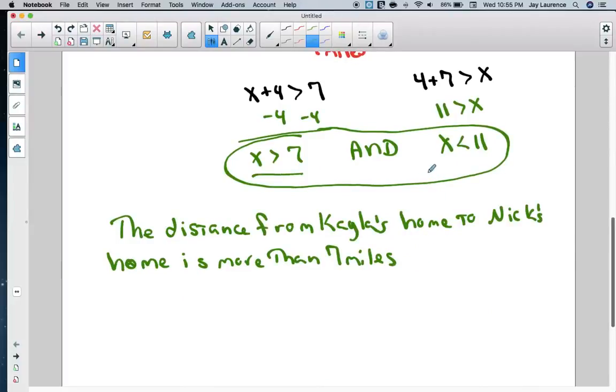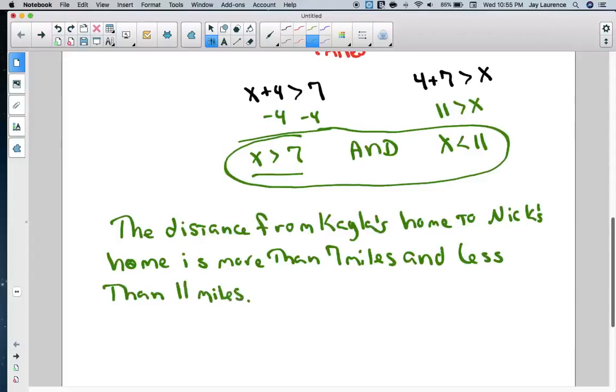But I'm not done, because there's another boundary here. And less than 11 miles.